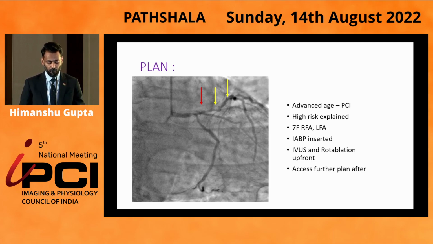We go 7 French groin. We never used Impella at that time, so IABP was the only thing we needed. Even with an ejection fraction of 40, I think things go south very easily in these kinds of patients. So when you think about IABP, I think you use it. So we put in an IABP and we decided, of course, we'll do it under imaging guidance.